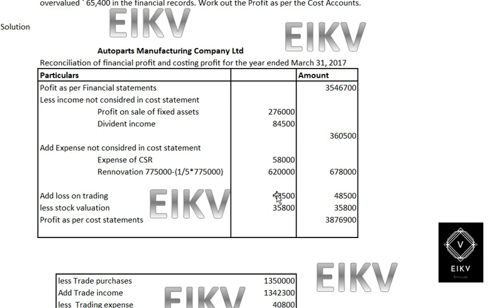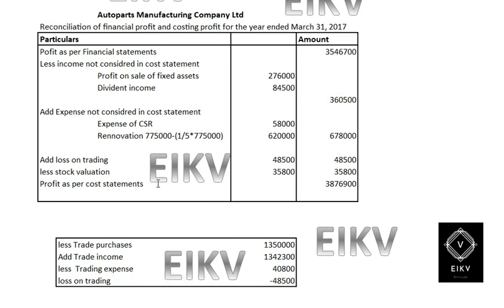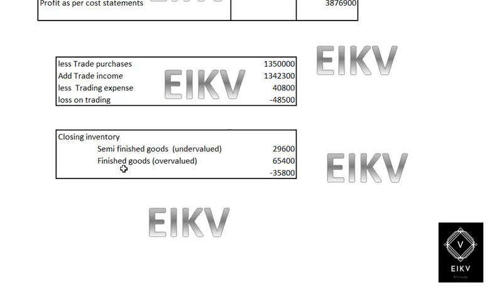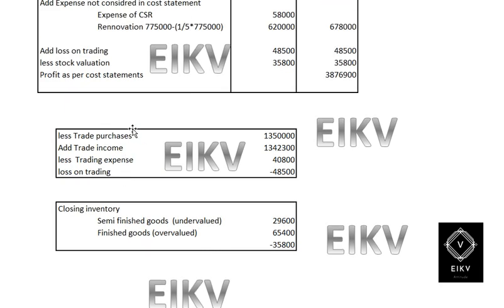Okay, after that we have a trading loss on trading, which we need to add back towards the financial profit. That is trade purchases rupees 13,50,000, income of rupees 13,42,300, and then we have an expense of 40,800. So that we will get a negative balance or the loss of rupees 14,500. That is 13,42,300 minus 13,50,000 minus 14,80,000.